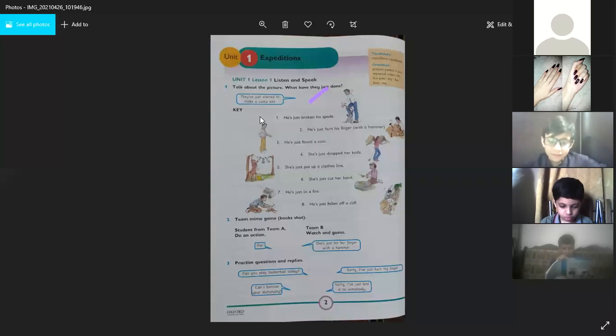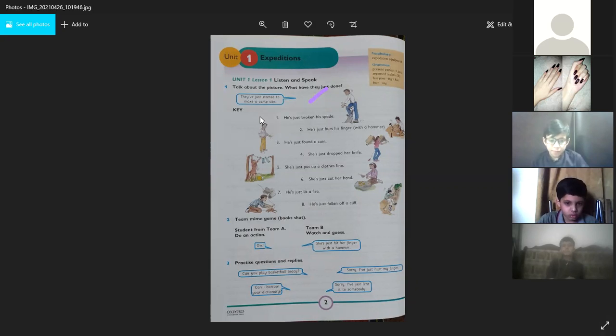Okay, and so the unit number one, lesson number one. So in this book we have units and we have sub lessons of each unit. For example, this is unit number one and it has five lessons in it. So now we are doing lesson number one. Can you see the lesson number one heading, listen and speak? Can you see the picture clearly? Okay. Unit number one and our lesson number one is listen and speak.